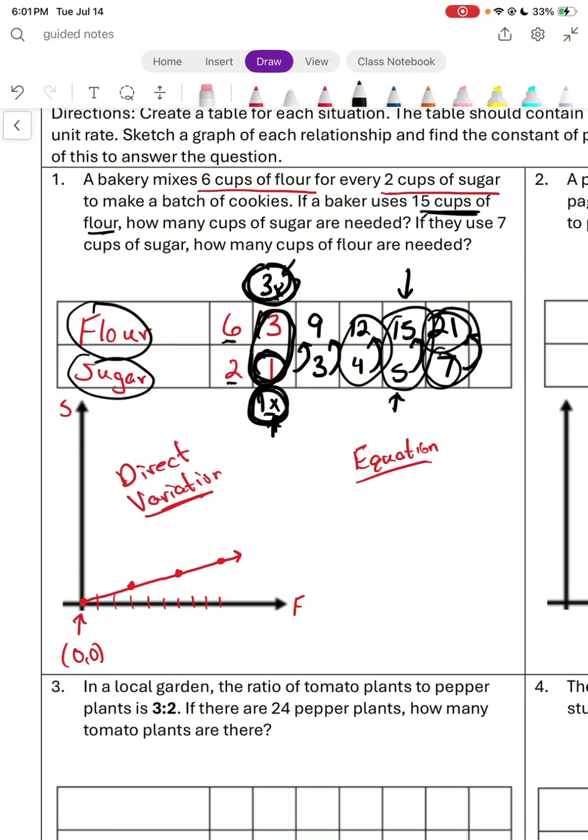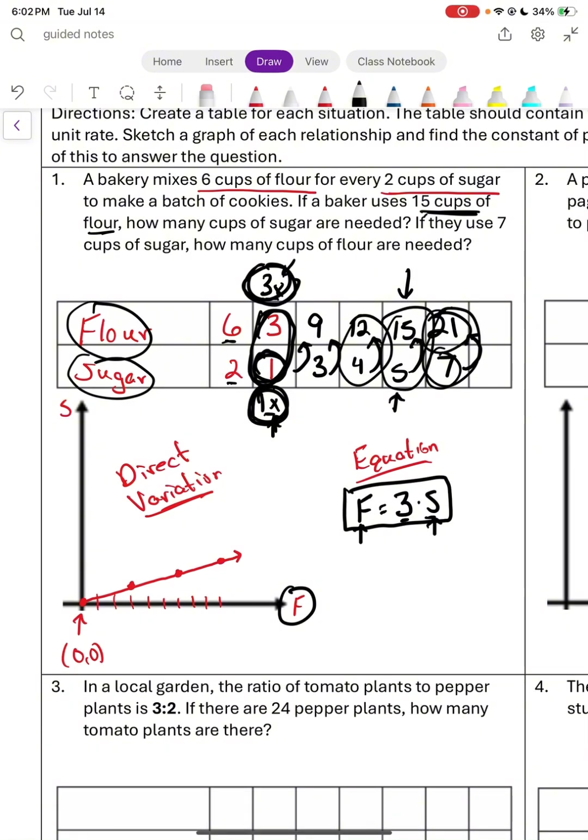So my equation, I'm going to say the amount of flour that I use, I'm going to call it F, just like I did here. The amount of flour I'm going to use is going to equal 3 times the amount of sugar that I use. That's your equation. What equations are helpful with is, what if I use 100 cups of sugar? Then I will use 3 times 100 or 300 cups of flour. It's always three times bigger.